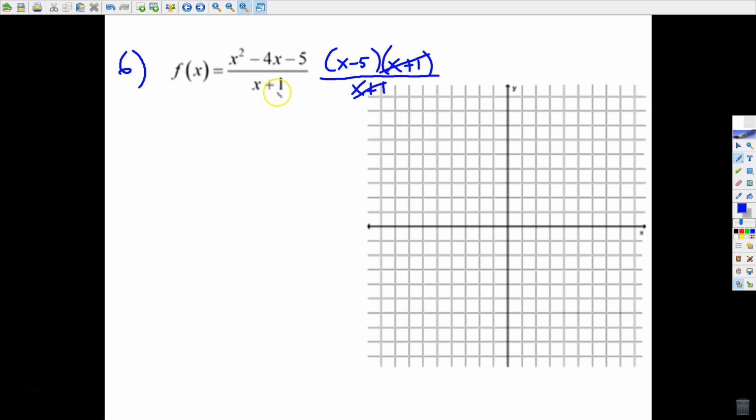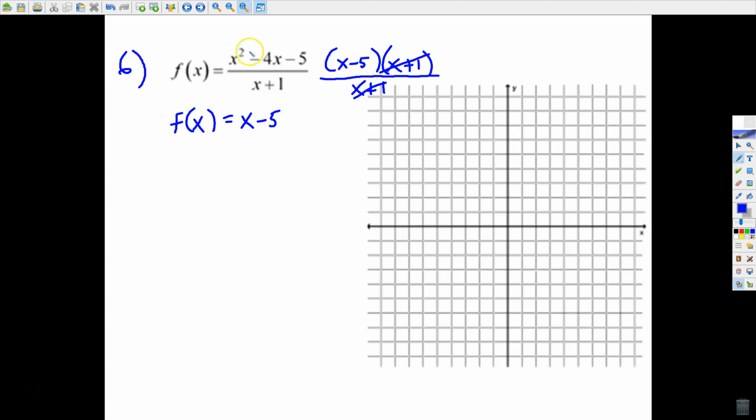So what happens is I'm essentially going to be graphing the function f of x equals x minus 5, or you can think of it as y equals x minus 5. That's just going to be the graph of a line. Y equals mx plus b. The y-intercept is going to be negative 5. The slope's going to be positive 1.